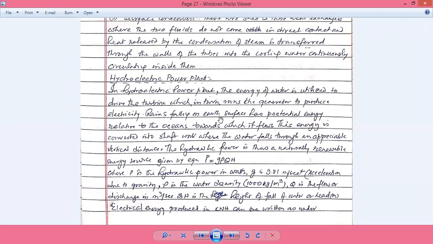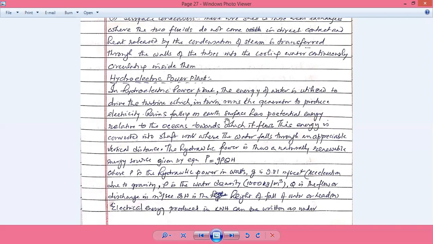Here, the rain falling on the Earth's surface has potential energy relative to the oceans, towards which it flows. All the water comes to the earth in the form of rain, which goes to the ocean in a very general sense. Now, all this rain has a very high potential energy as it is falling from a great height, and this energy can be converted into shaft work.